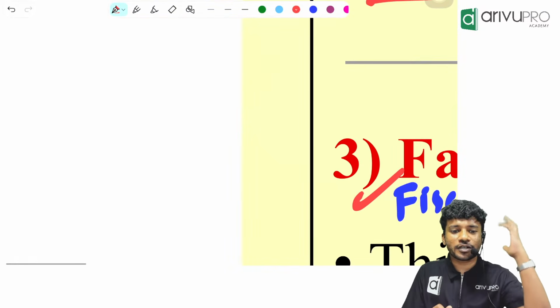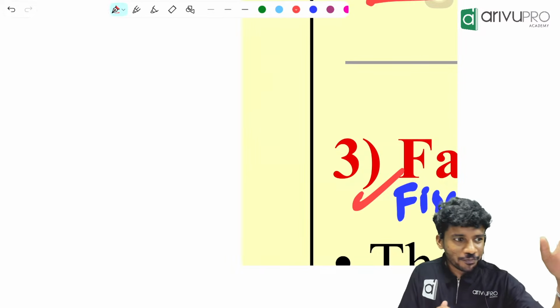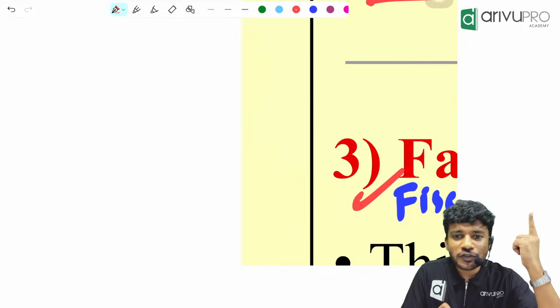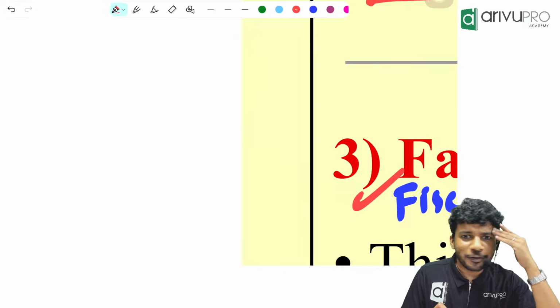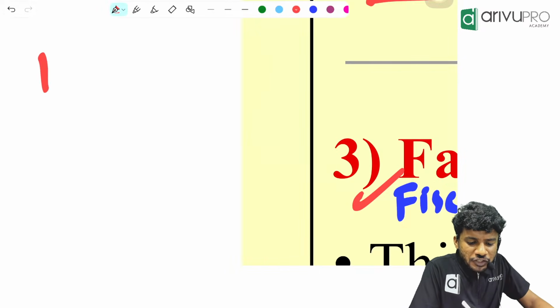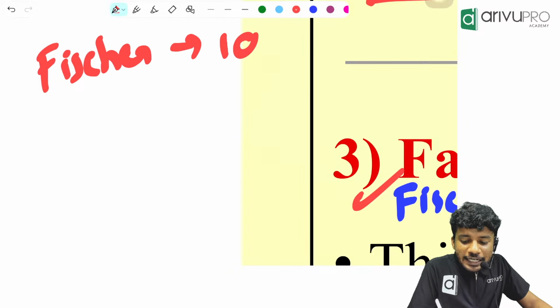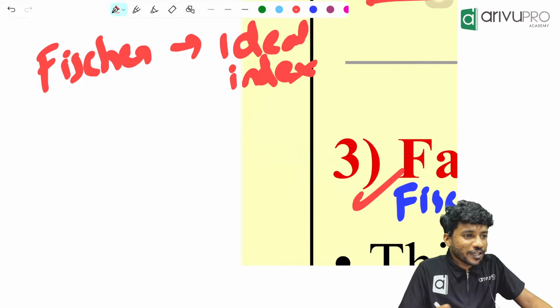Now, people, think about it. Who is the superstar? Rajni. When we say Rajni, he is the superstar, correct? Now people, he is called Talaivar, he is called what? Superstar, then he is called many names he has, correct? Now people, our Fisher is there. Fisher is called by another name, ideal index number.